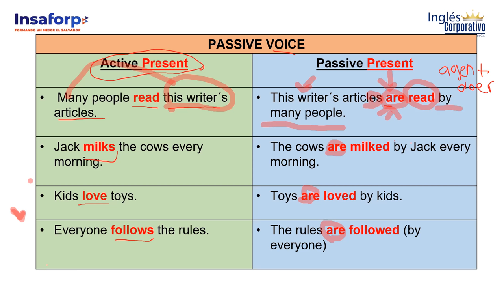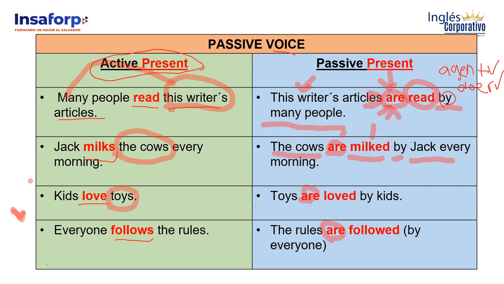Si hay un by, después de este by, esa va a ser la persona que ha hecho eso. Okay? ¿Cómo se le llama? Agent or doer. And like that, we follow just the structure in all the exercises are exactly the same. Okay, I have here the cows are the object, so they are the first to be past participle. And I have the agent, Jack.